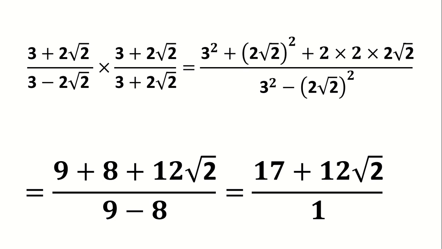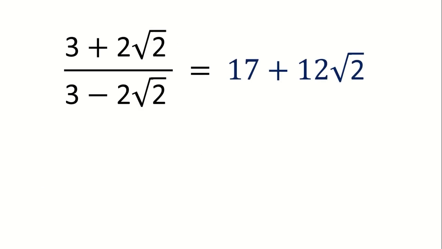Any number divided by 1 is the number itself. So the final result is 17 plus 12 radical 2. So the fraction (3 plus 2 radical 2) over (3 minus 2 radical 2) can be rationalized as 17 plus 12 radical 2.